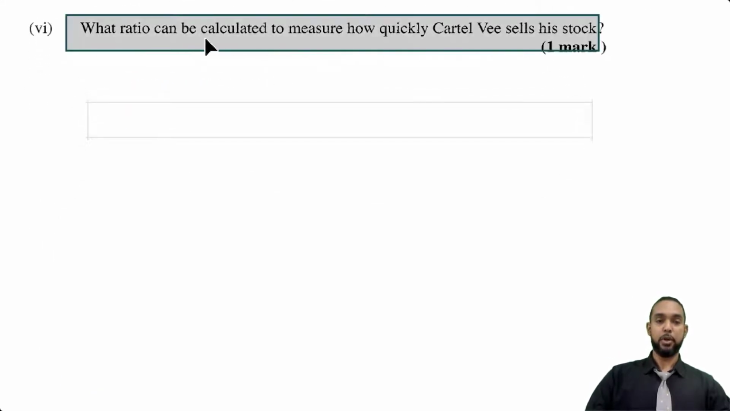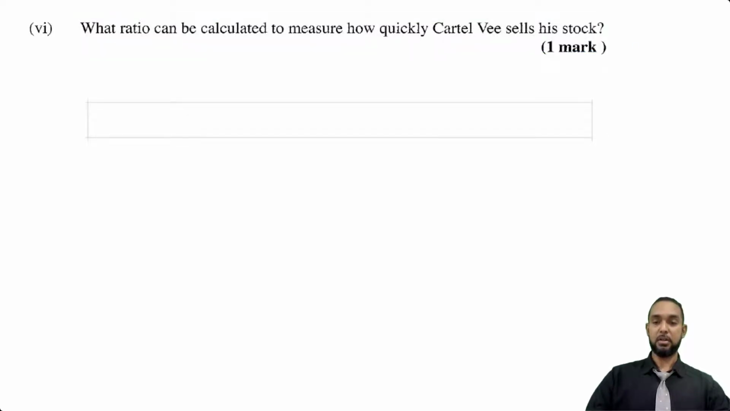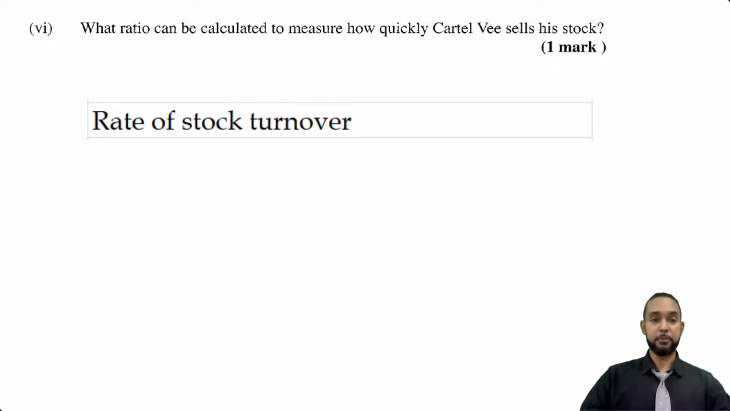Now they're asking us in part 6 what ratio can be calculated to measure how quickly Cartel V sells its stock? That's very simple. If you know your ratios, that's your rate of stock turnover. So that's part A. Let's take a quick look at part B.